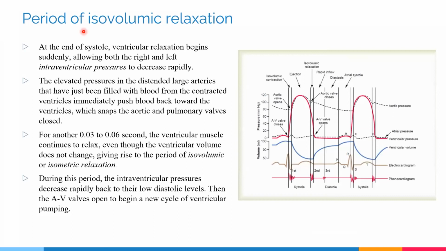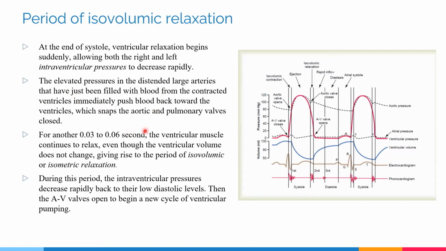Next, we move on to the period of isovolumic relaxation. So the previous was isovolumic contraction. This is isovolumic relaxation. At the end of the systole, the ventricle relaxes, and this allows the right and left intraventricular pressures to decrease rapidly. So this is the fall that you can see right here. The elevated pressures in the distended large arteries that have just been filled with the blood from the ventricles now push back and try to backflow into the ventricles.